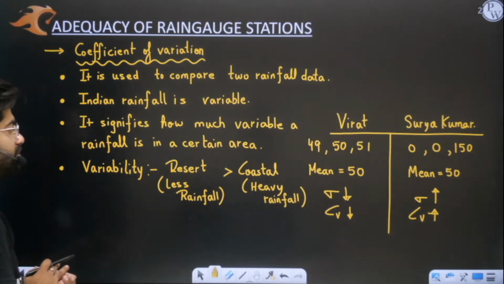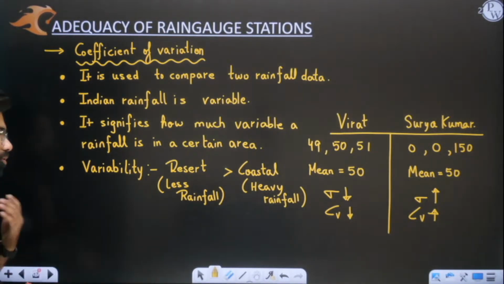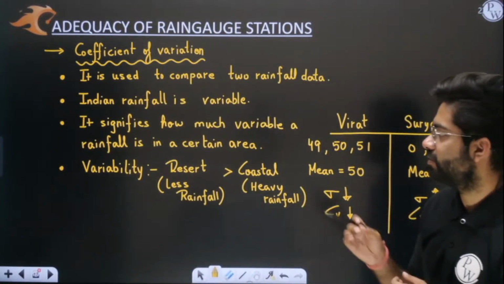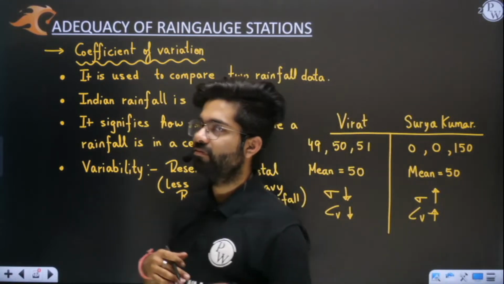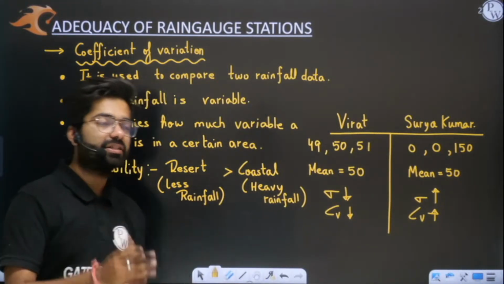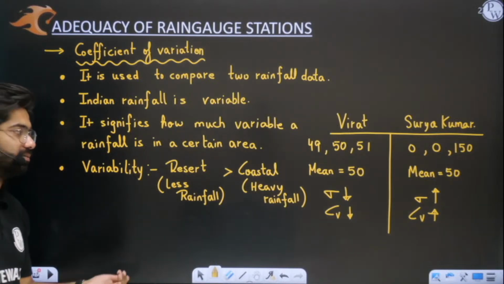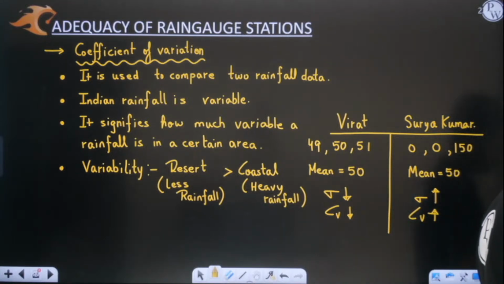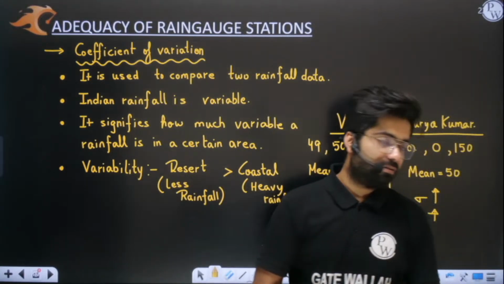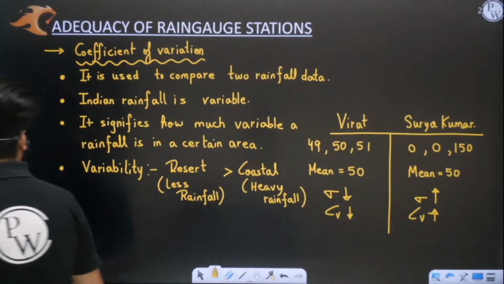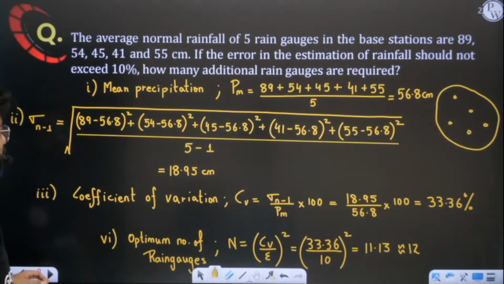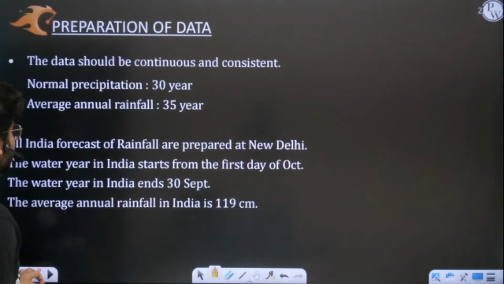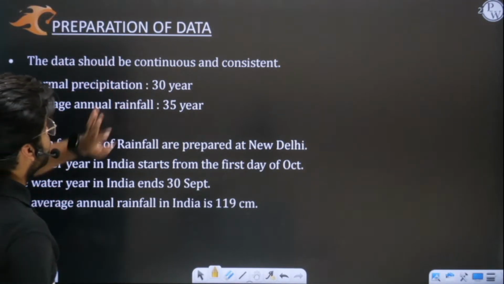So this you also remember. At places of more rainfall we have lesser variability, and at places of least rainfall, where rainfall is not happening and drought conditions are there, we will have more variability. Fluctuations will be more in those places. Yes or no? I hope this is very clear to you, and with the help of this example you are able to solve the question based on the sufficient number of rain gauges. Now we'll move on to the next topic, which is preparation of rainfall data.